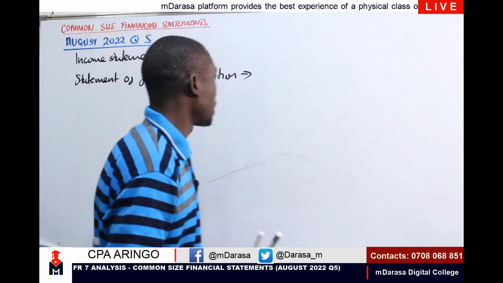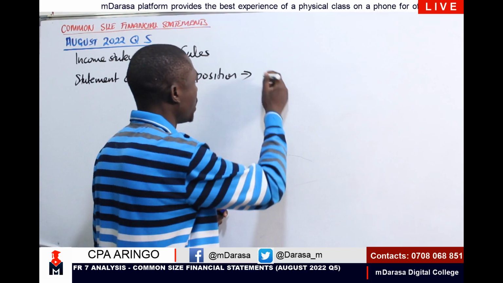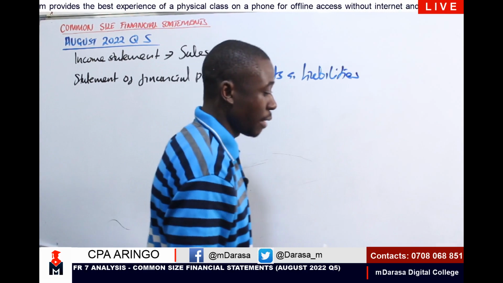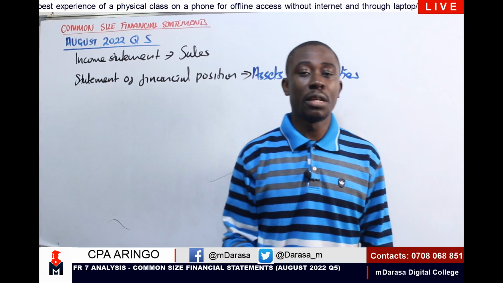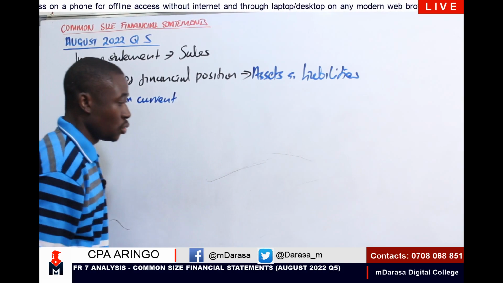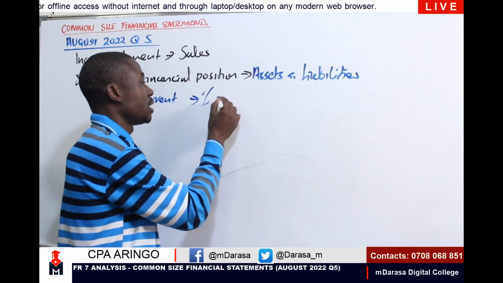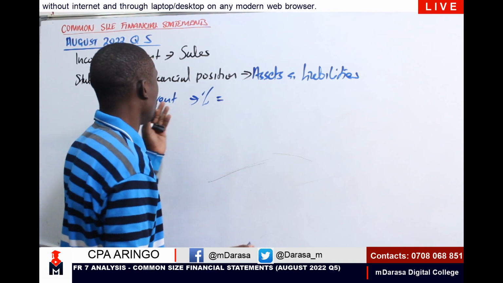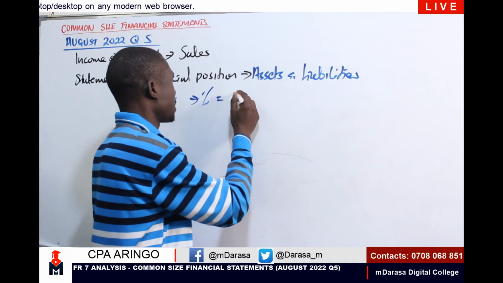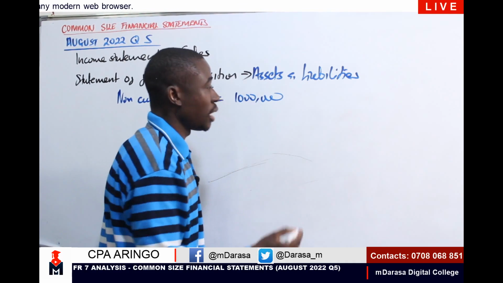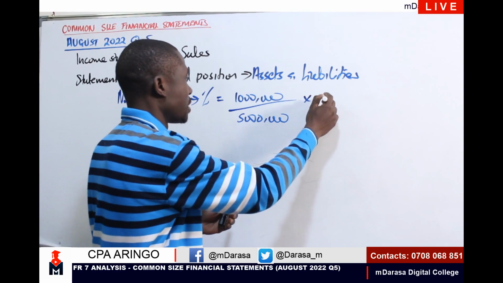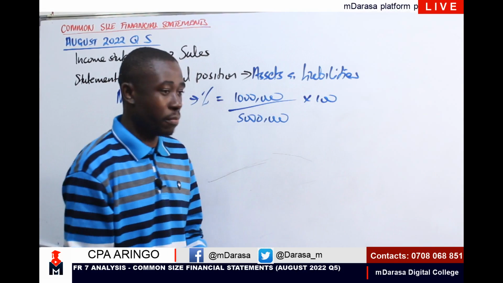And this time round, under a statement of financial position, our base will be our total assets and liabilities. Say, for example, if I want to present my non-current assets, I'm not going to present them in value, but instead in the form of a percentage. What you are going to use as a base will be our total assets. Assuming that our non-current asset is, say, 1 million, and our total assets are, say, 5 million, my non-current asset will be presented as a percentage: that is, 1 million over 5 million times 100.